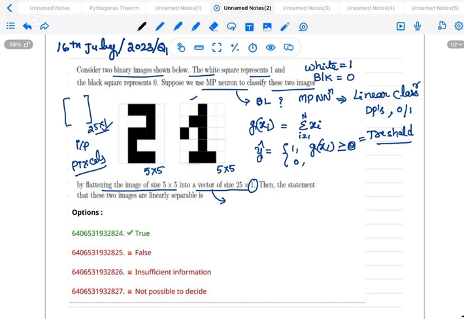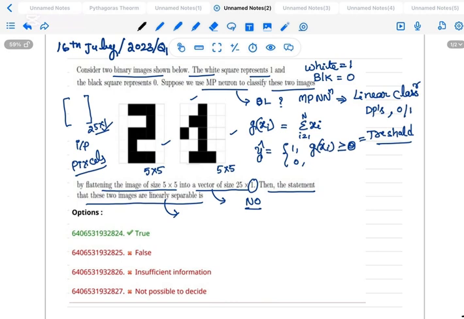Are these two images the same? Black represents 0, white represents 1. The number of black pixels, that is the area of the black pixels, in image 2 and image 1 are different. So these two images are different. Next, the statement that these two images are linearly separable.